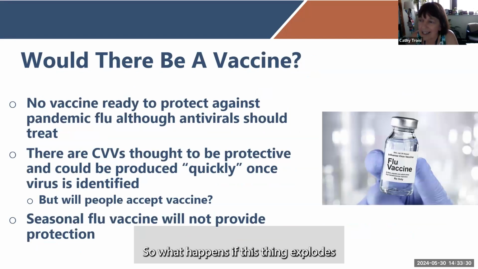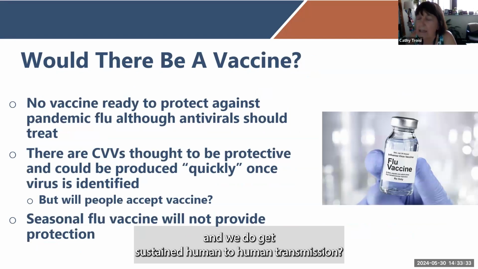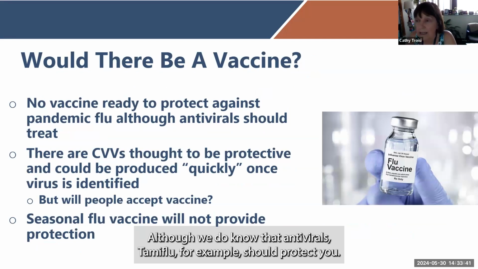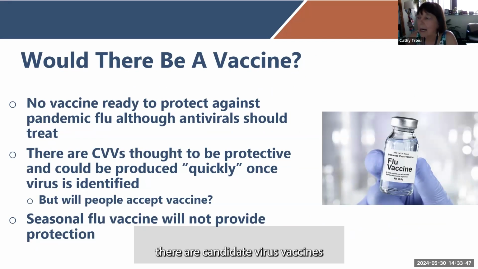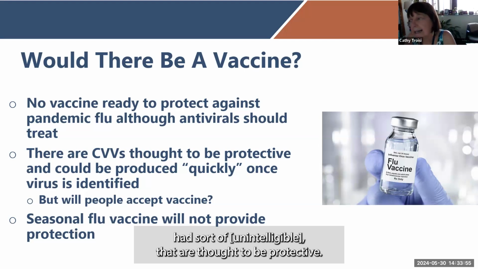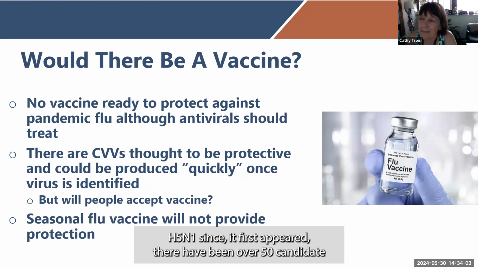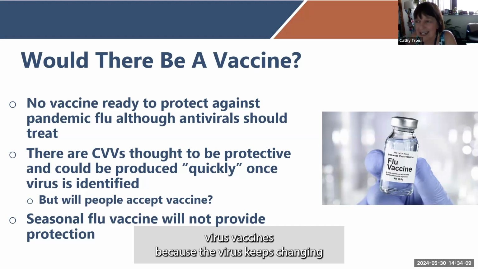So what happens if this thing explodes and we do get sustained human-to-human transmission? Well, we don't have a vaccine right now to protect against it, although we do know that antivirals, Tamiflu, for example, should protect you, but that's after you get sick. There are candidate virus vaccines that the CDC has sort of banked that are thought to be protective. But for H5N1, since it first appeared, there have been over 50 candidate virus vaccines because the virus keeps changing.